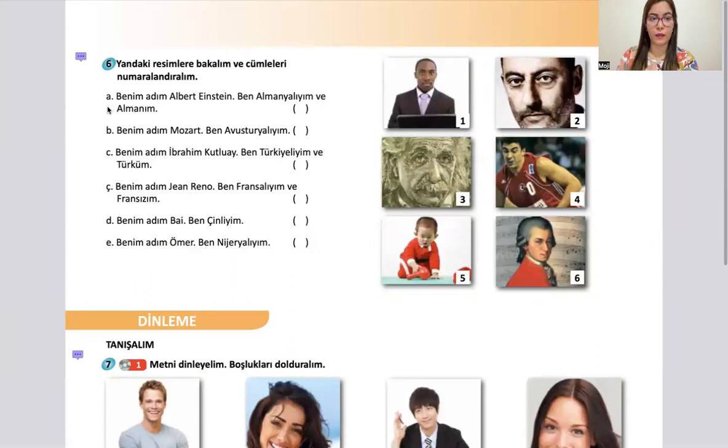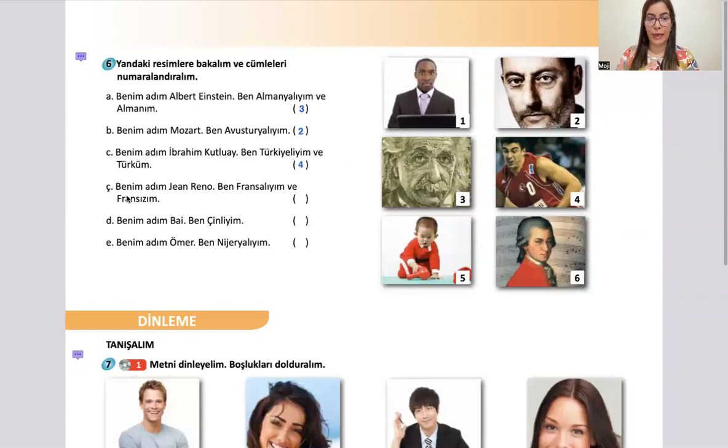I'll read them. A. Benim adım Albert Einstein. Ben Almanyalıyım ve Almanım. My name is Albert Einstein. I am from Germany and I'm German. Number three, huh? B. Benim adım Mozart. Ben Avusturyalıyım. My name is Mozart. I'm from Austria. Which one? Two. İki. C. Benim adım İbrahim Kütülay. Ben Türkiyeliyim ve Türk'üm. My name is İbrahim Kütülay. I am from Turkey and I'm Turkish. Number four.